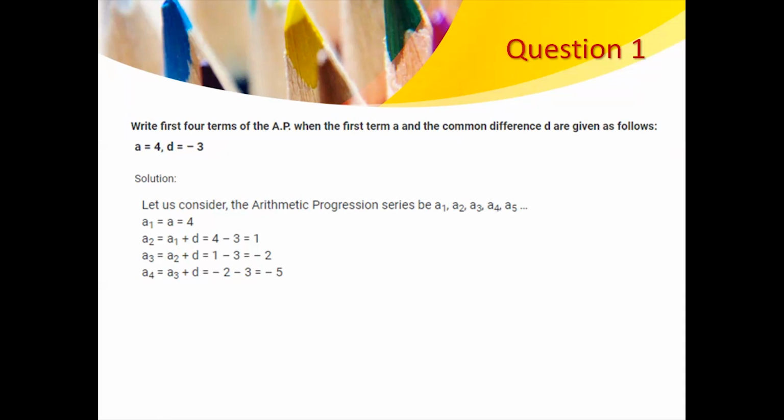Let us consider the AP a1, a2, a3, a4, a5 and so on. a1 is 4, so a2 will be 4 minus 3. I am adding the common difference. 4 minus 3 is 1. Third term will be 1 minus 3, minus 2. Fourth term, minus 2 minus 3, minus 5. So now, if I have to represent the AP, then we write these numbers separated by commas: 4, 1, minus 2, minus 5 and so on. And the first 4 terms of the AP will be 4, 1, minus 2 and minus 5. So given first term and the common difference, we can find any term of the AP.